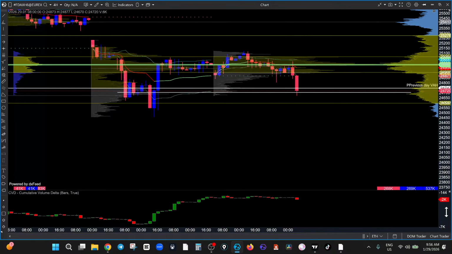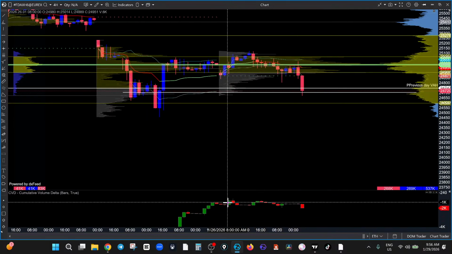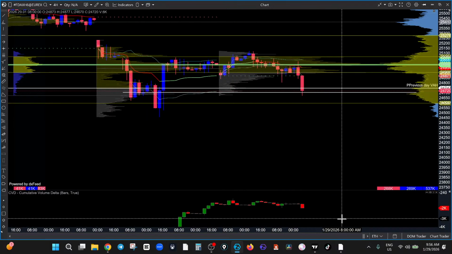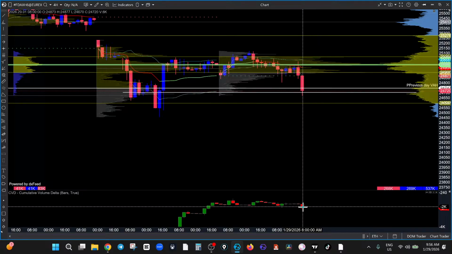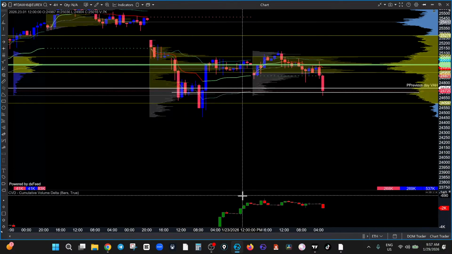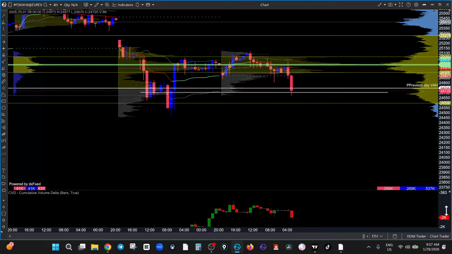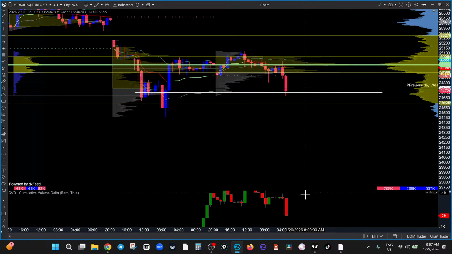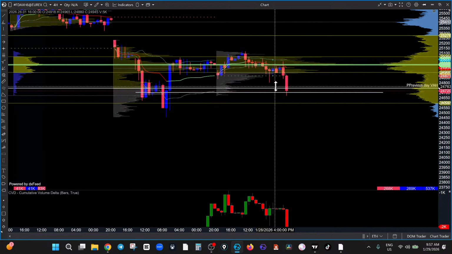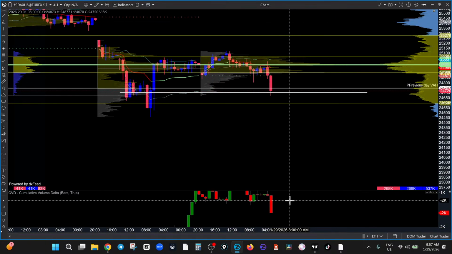Let's see. Level of consolidation going on. Okay, we are printing lower lows. Nice. Sellers are still in control.